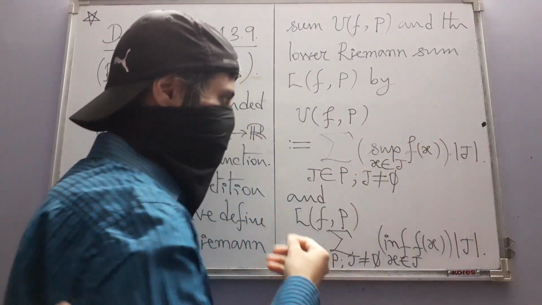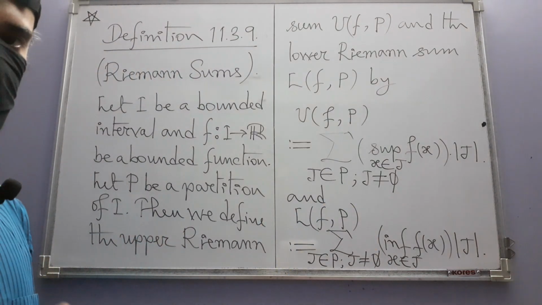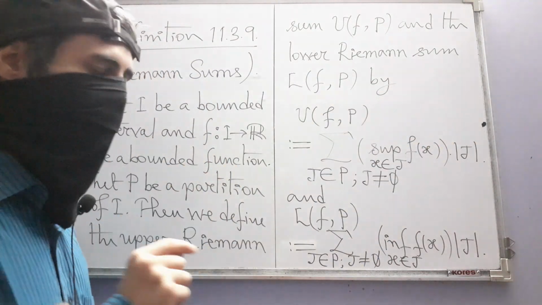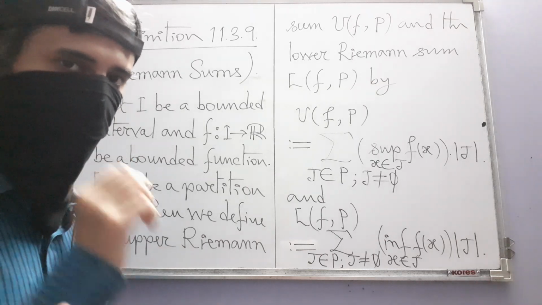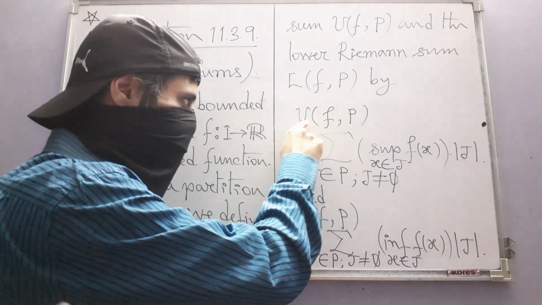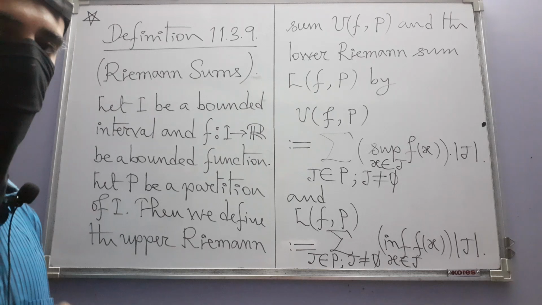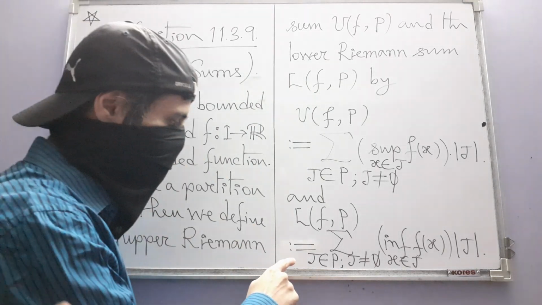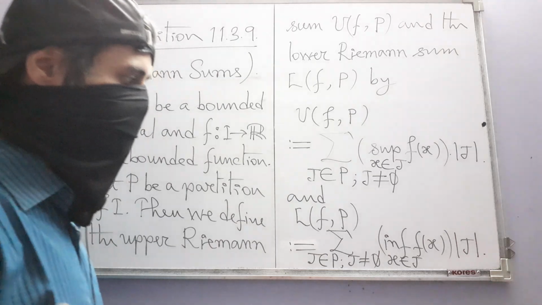So that's how you are getting the terms of this sum. And you take the sum of all such terms. Whatever you are getting as the value of this sum, that is the upper Riemann sum of the function f for that partition P. In a similar manner, we have the lower Riemann sum.